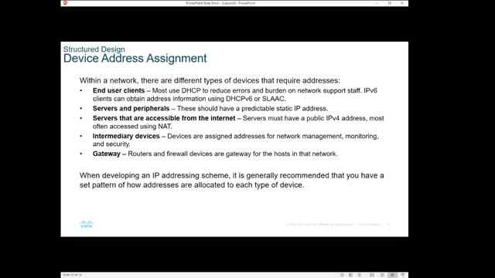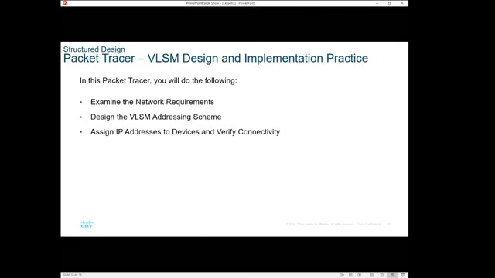Servers, peripherals, servers that are facing the internet or that are available on the cloud, they also need public IPv4 addresses. Intermediary devices, gateway devices, VPN gateways, VPN routers, firewall devices, all of those devices will need IP addresses. So when you're developing an IP address scheme, it is generally recommended that you have a set pattern of how addresses are allocated to each type of device. Okay? And make sure you document that. So documentation is very crucial. It will really help network administrators who later join when you have left the organization or when you hand over things to someone else.